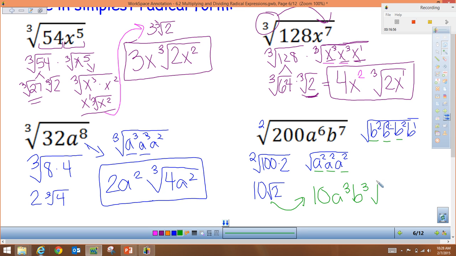So let's go back under our square root. The numbers that we have left underneath, that's 2 and 1b, so b to the 1st. So our final answer then, 10a cubed b cubed, times the square root of 2b to the 1st underneath. All right.